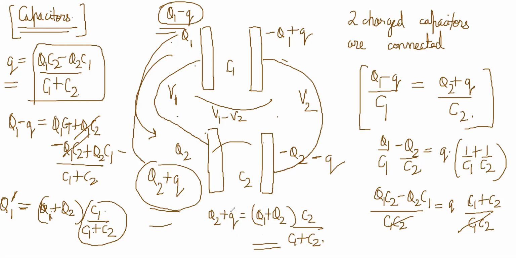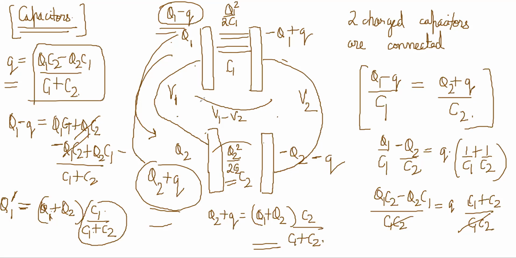Now you can say the initial energy was Q1 square by 2C1 here, plus Q2 square by 2C2 here, right? And the final energy will be different now. You can think of this as a parallel capacitor of charges Q1 plus Q2 and one capacitance, which is the equivalent capacitance C1 C2 by C1 plus C2, right?